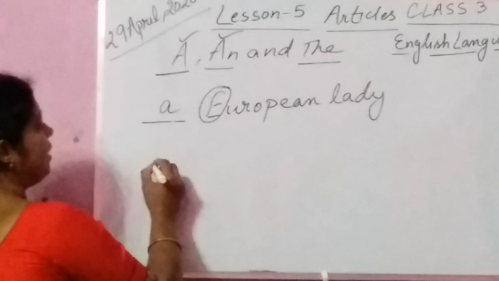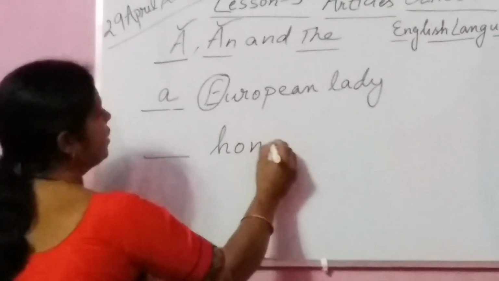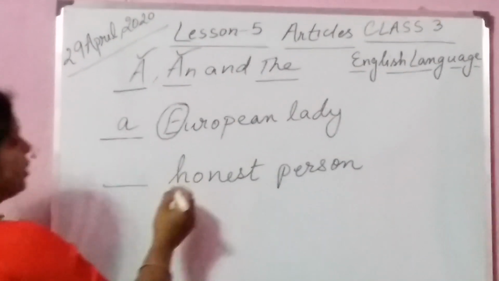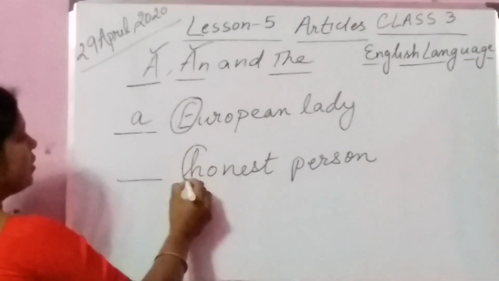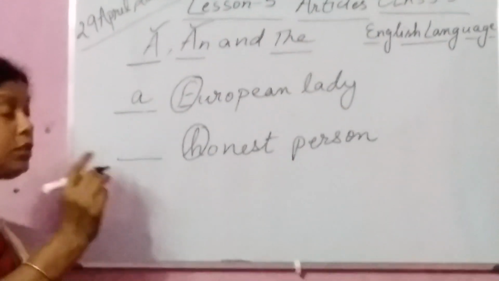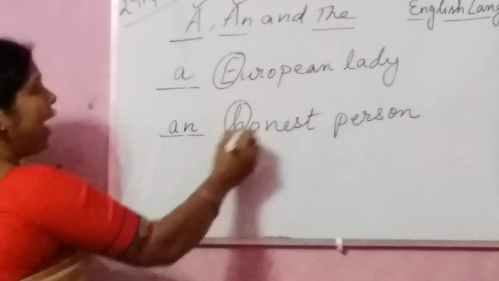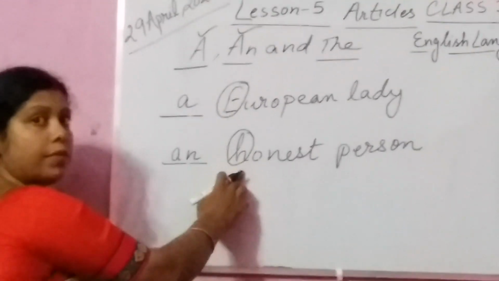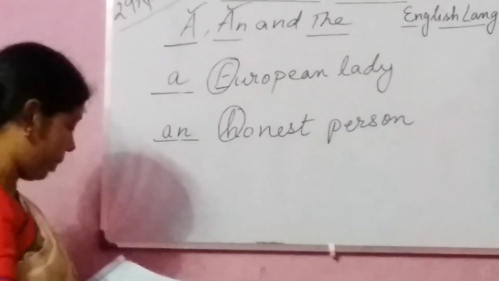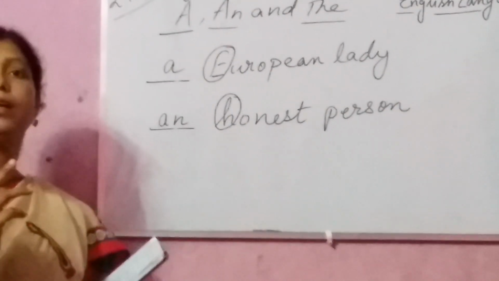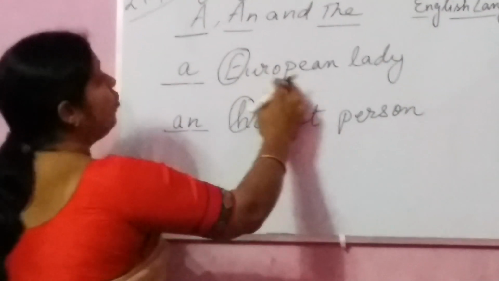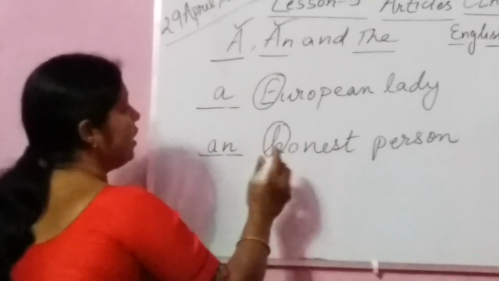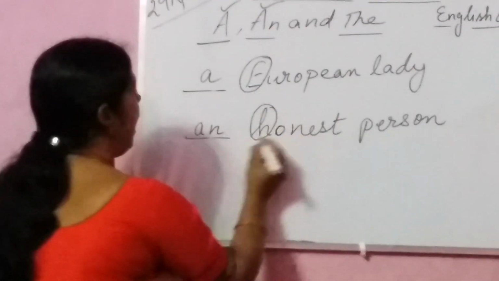Now next one, you see, dash honest person. Now you see this is a consonant, but we are going to use here an honest person. Why? Because here this H is silent. Okay. In European, the consonant Y sound is coming here. So we are using a. Here this is silent, honest. So we are using here an.